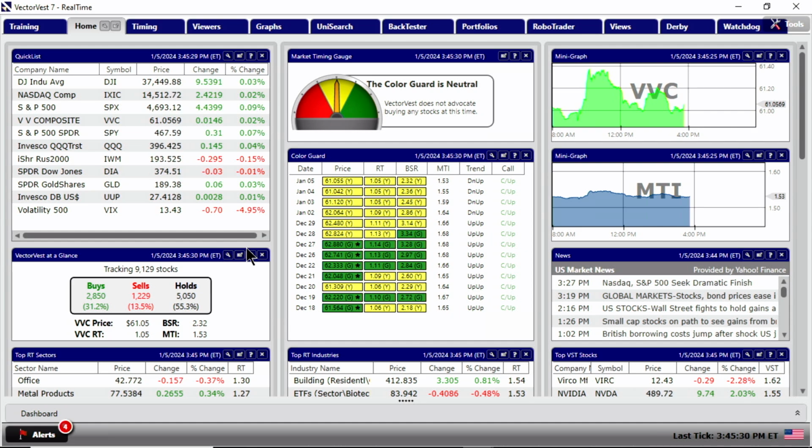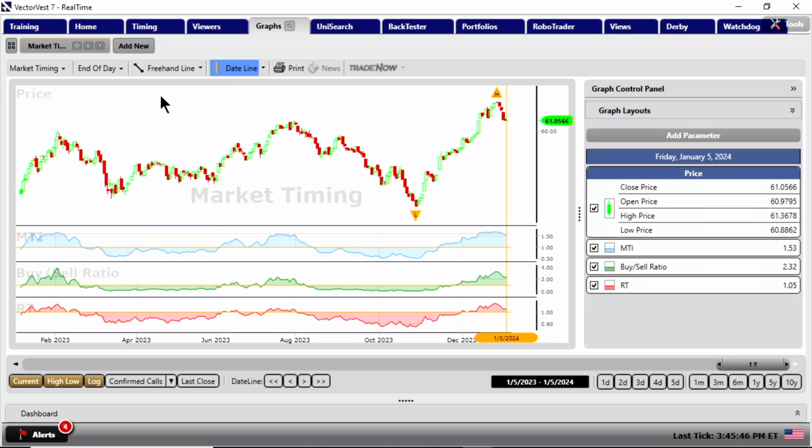So that's where you want to start, is just realize everything you really need to know is right on the home page. Everything I'm going to show now is kind of the underlying information on what we're displaying just right here with the color guard. So where we're going to go next is the market timing graph. Jerry's going to click on however he likes to get there, but probably graphs and then market timing graph.